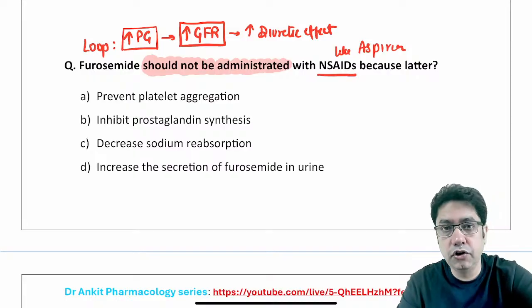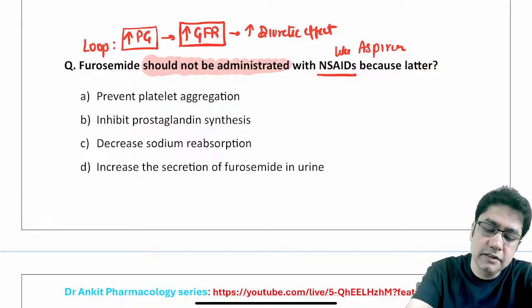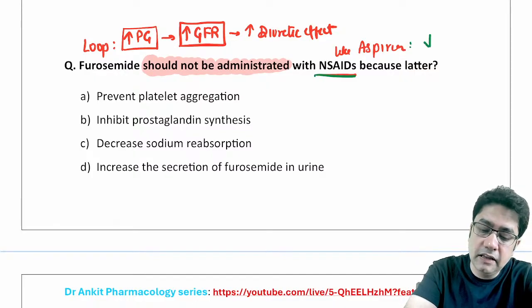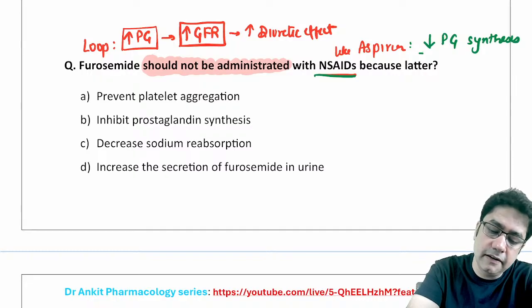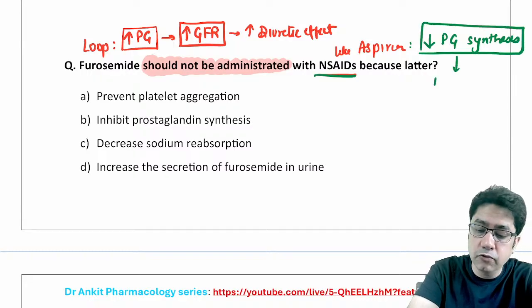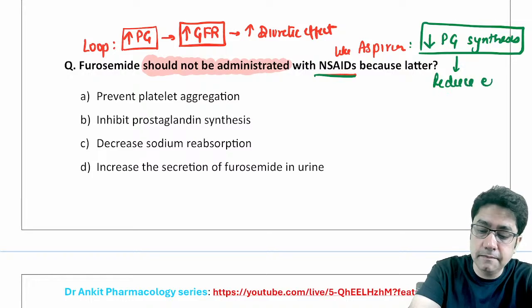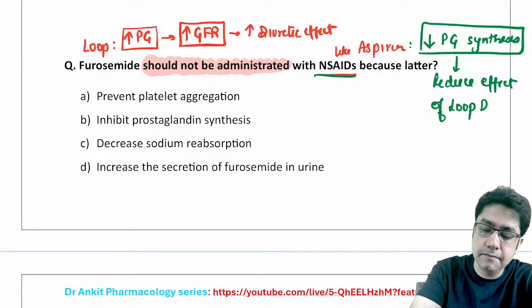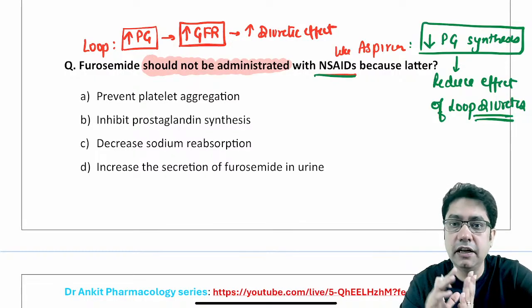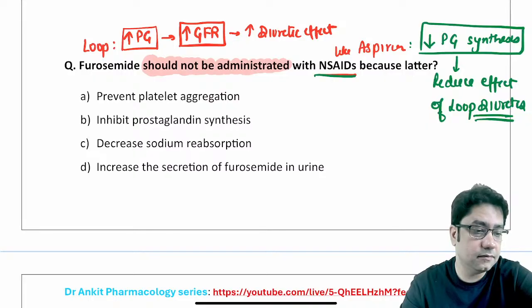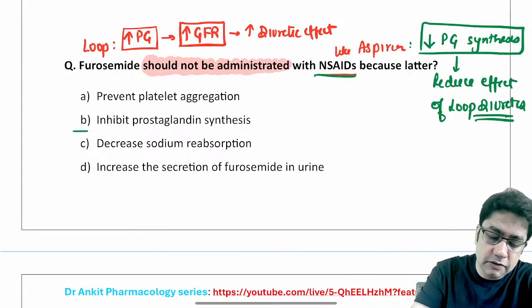So why we should not give with aspirin, because all NSAIDs like aspirin, they will decrease prostaglandin synthesis, opposite effect of loop diuretic, which will reduce the effect of loop diuretic. So remember, all NSAIDs like aspirin, they have anti-diuretic effect because they reduce prostaglandin synthesis. So the answer of this question comes out to be B.